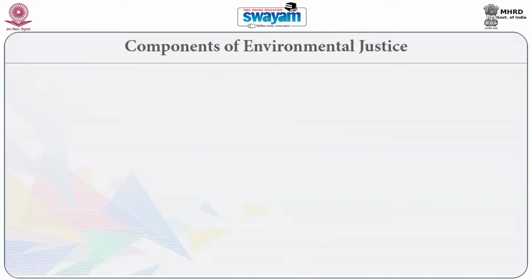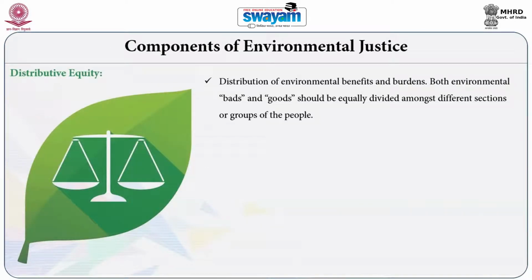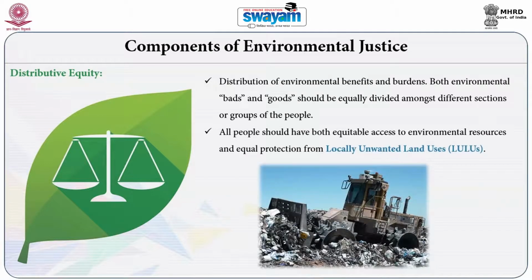First, and most importantly, the question of distributive equity, which is the distribution of environmental benefits and burdens. Both environmental bads and environmental goods should be equally divided amongst different sections or groups of the people. All people should have equitable access to both environmental resources and equal protection from locally unwanted land uses, or LULUs.